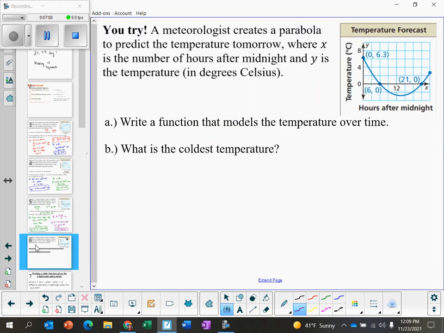All right, you go ahead and try the next one. Again, you can pause it, and then when you're ready, hit play to see the answer.